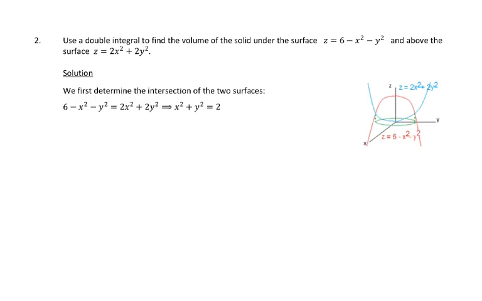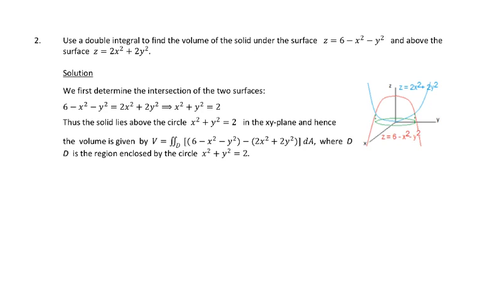We need to determine the intersection of the two surfaces to find the shadow area in the xy plane that is below the body of which we must determine the volume. As you can see, the intersection is given by the equation x squared plus y squared equals 2, which is a circle about the origin with a radius of root 2.